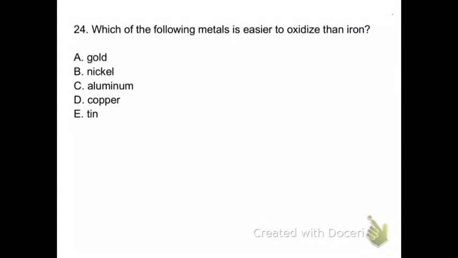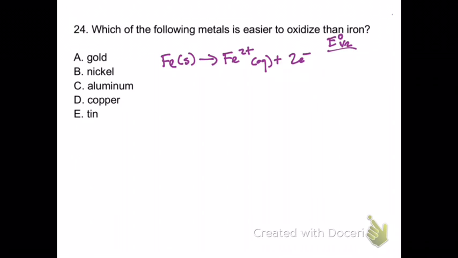Here we're looking for which of the following metals is easier to oxidize than iron. So iron's oxidation potential, if we're looking at solid iron turning into iron 2 plus and releasing 2 electrons, is actually a kind of favorable oxidation half reaction. So this is positive 0.440 volts, and we can get that from looking at our data table. The reduction potential of iron 2 plus to iron solid is negative 0.440 volts, so if we flip that reaction, this is what we get.